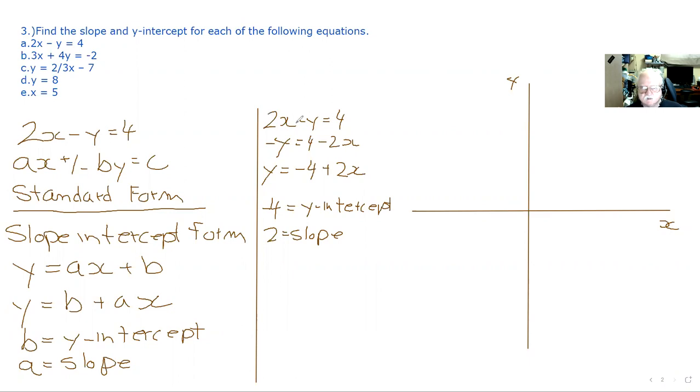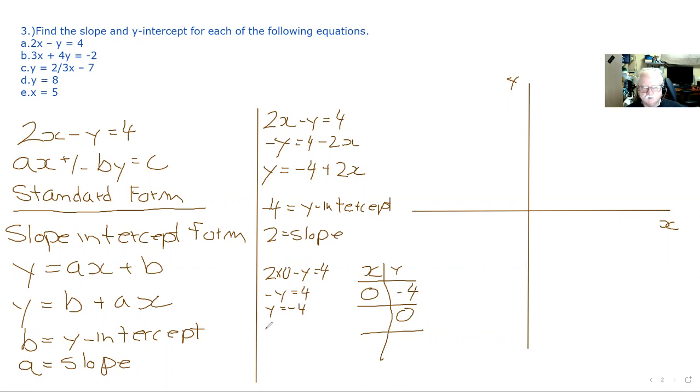So let's take this original equation and find our 2 points, 0 and 0. So when we go 2 times 0, take away y equals 4, we get negative y equals 4. So y equals negative 4. So negative 4, we've got one ordered number pair.